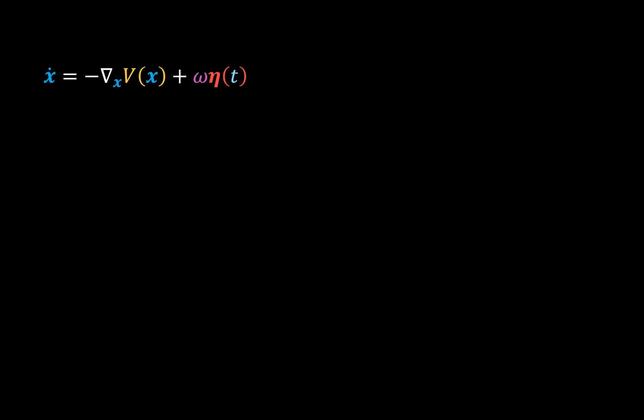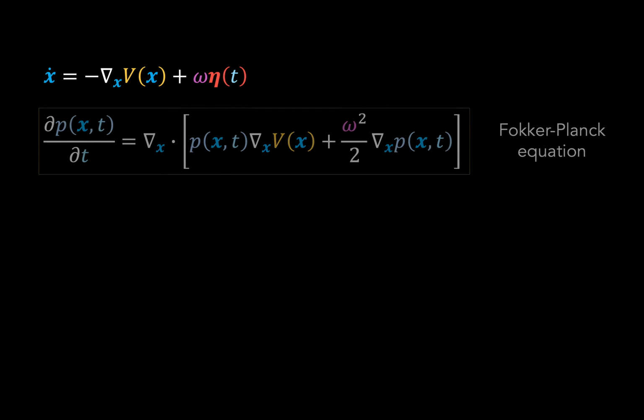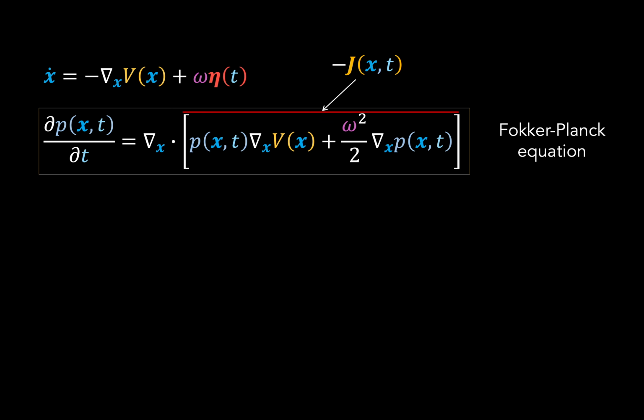Now, stochastic processes like these generally define a probability density of x that evolves with time, and that time evolution is governed by what's called the Fokker-Planck equation, which looks like this when placed in our context. The expression inside the square brackets is the negative of the probability current J. So positive divergence at a point means that probability at that point increases with time.